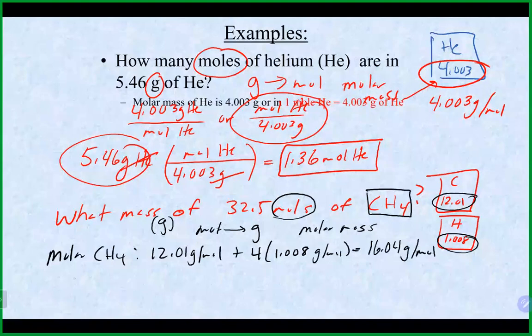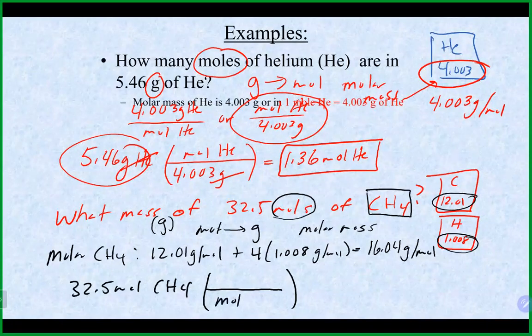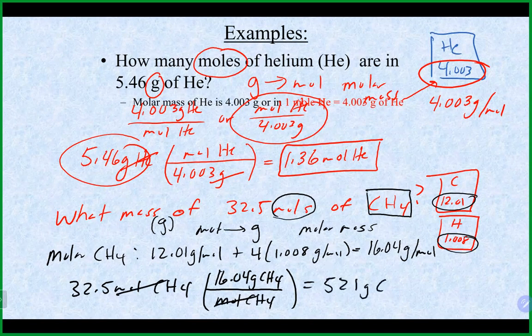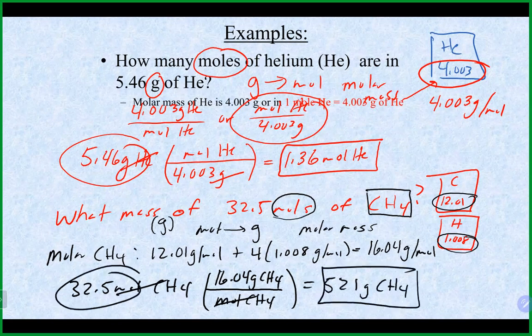So we'll start with our 32.5 moles of CH4. We want the moles to cancel, so we want the moles from our molar mass on the bottom and grams up on top. Remember that the grams stay together with the number. Moles will cancel, and we will end up with about 521 grams of CH4 in this case. Again, 3 significant figures based off of that.